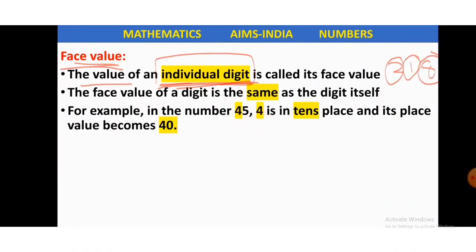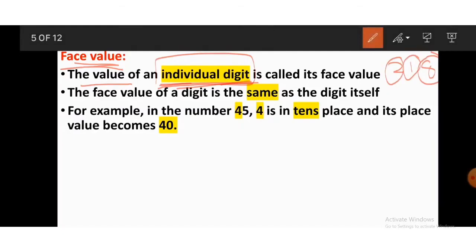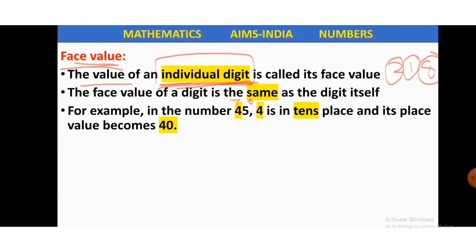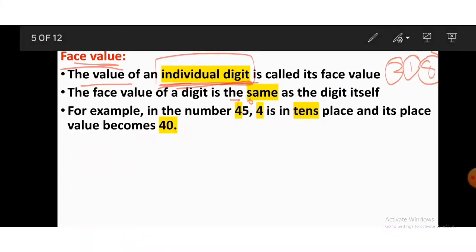4 is in which place, children? Again, we have to write the places above the number: ones and tens. 4 is in tens place. Now what will the place value of 4 be? The place value of 4 becomes 4 tens, which is equal to 40.